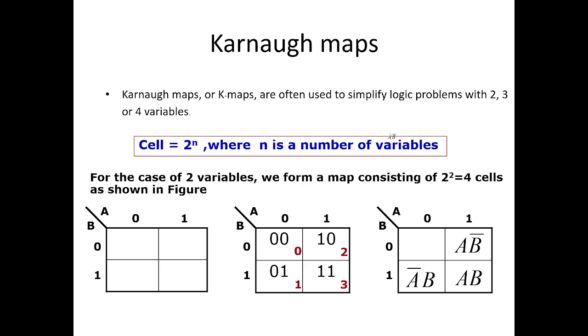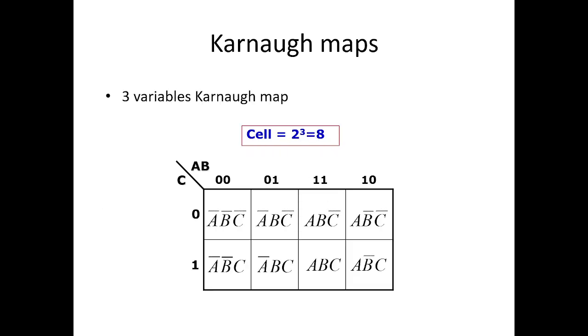In terms of minterms, we can represent the cell values as A bar B bar, A B bar, A bar B and A B. For maxterms, we can consider A plus B, A bar plus B, the third cell is A plus B bar, and the fourth cell is A bar plus B bar. Likewise, we can draw the 3 variable K map and 4 variable K map.